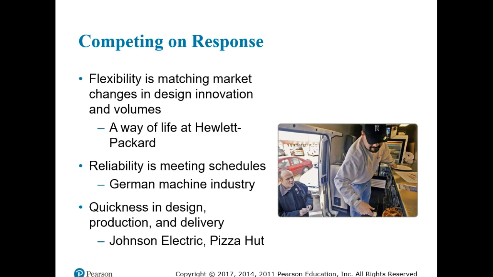So the second aspect of response is the reliability of scheduling. One way the German machine industry has maintained its competitiveness despite having the world's highest labor costs is through reliable response. Now, the response manifests itself in reliable scheduling. German machine firms have meaningful schedules, and they perform to these schedules. Moreover, the results of these schedules are communicated to the customer, and the customer can in turn rely on them. Consequently, the competitive advantage generated through reliable response has value to the end customer.